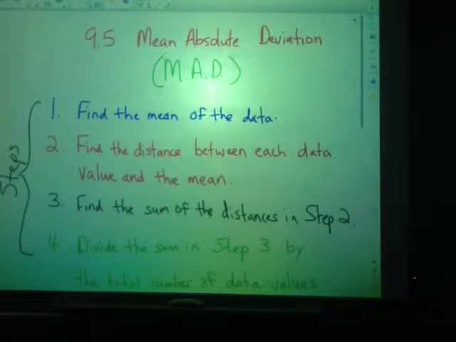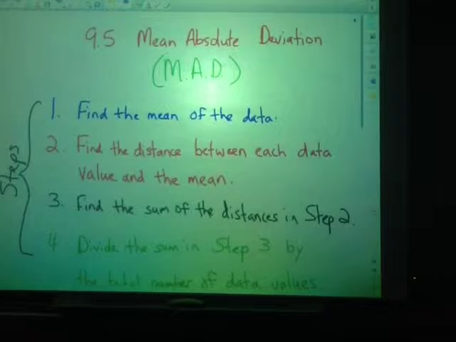Alright, so this idea of mean absolute deviation is related to the idea of quartiles and interquartile range. We're looking to try to figure out how spread out our data is. The nice thing about MAD is there's 4 specific steps that you need to follow. First you find the mean, and we're all really good at that now. We just add up the numbers, we divide by the number of data values, and bam, we got the mean.